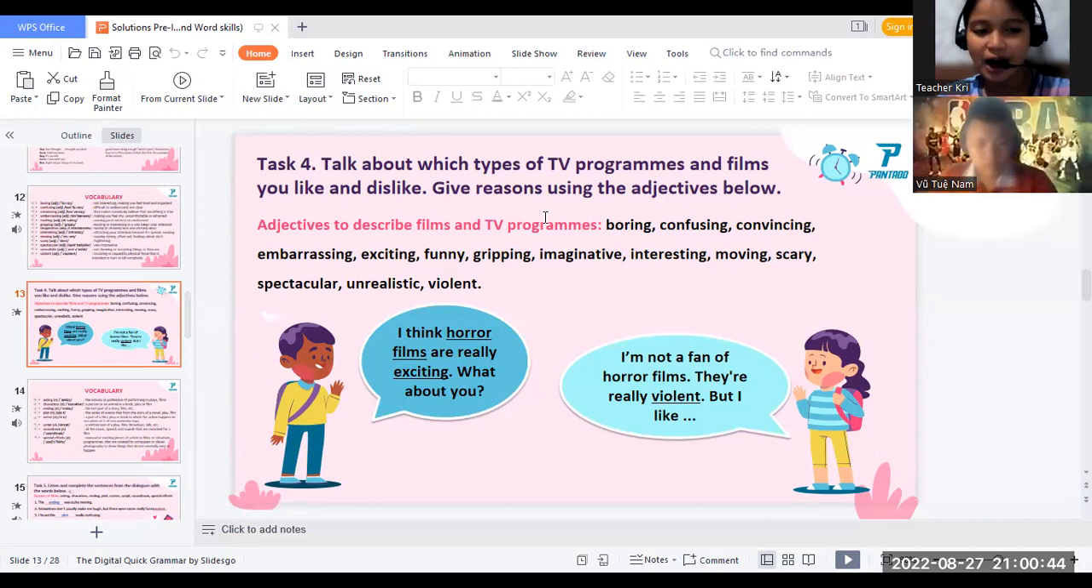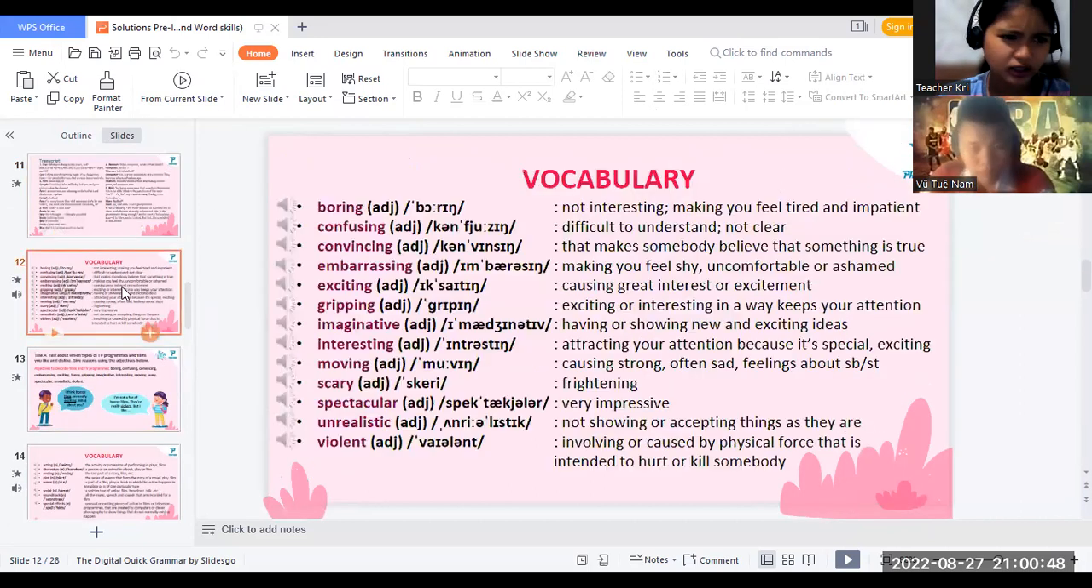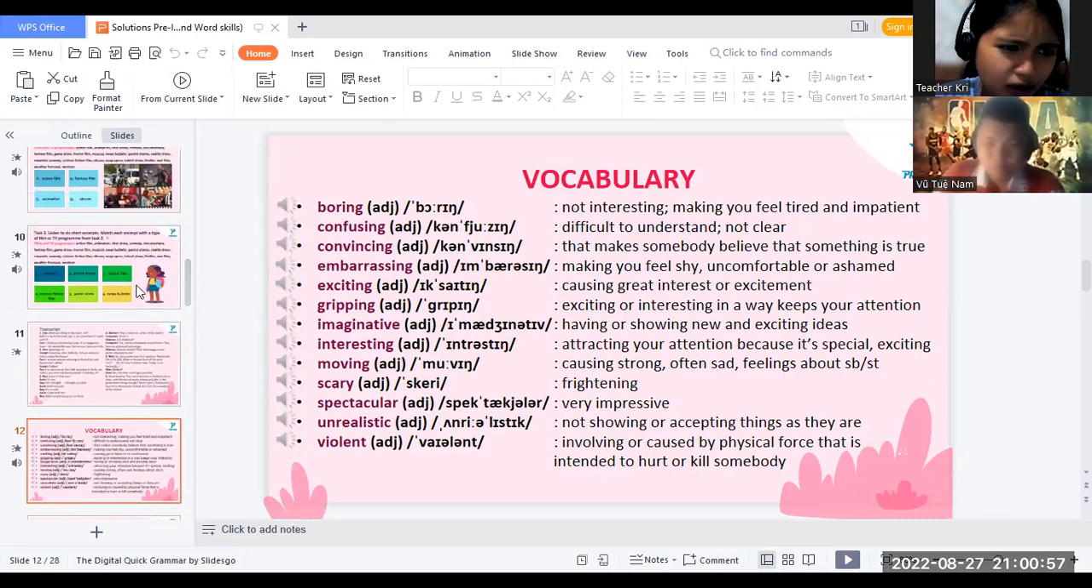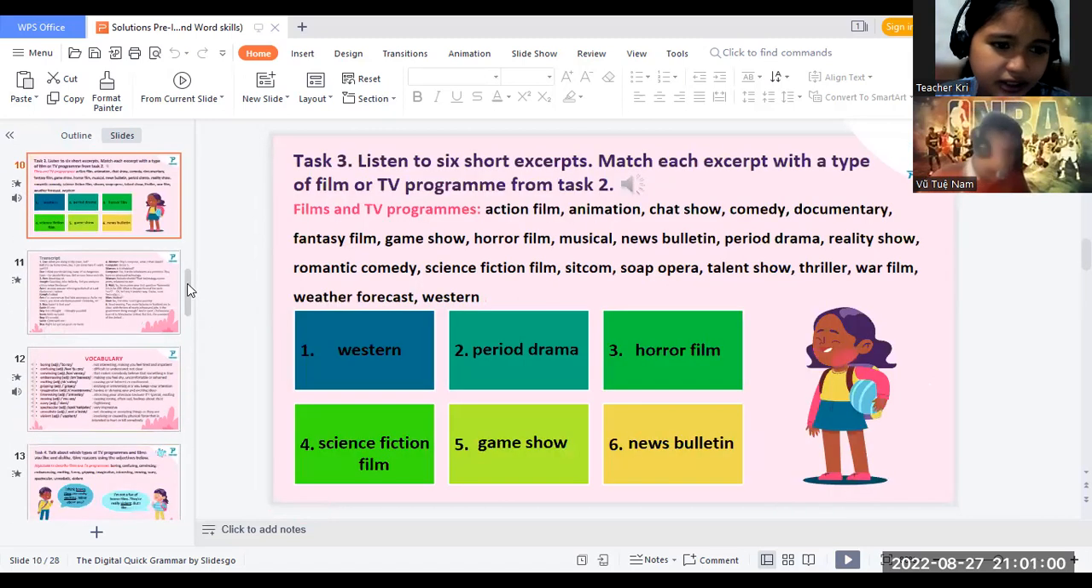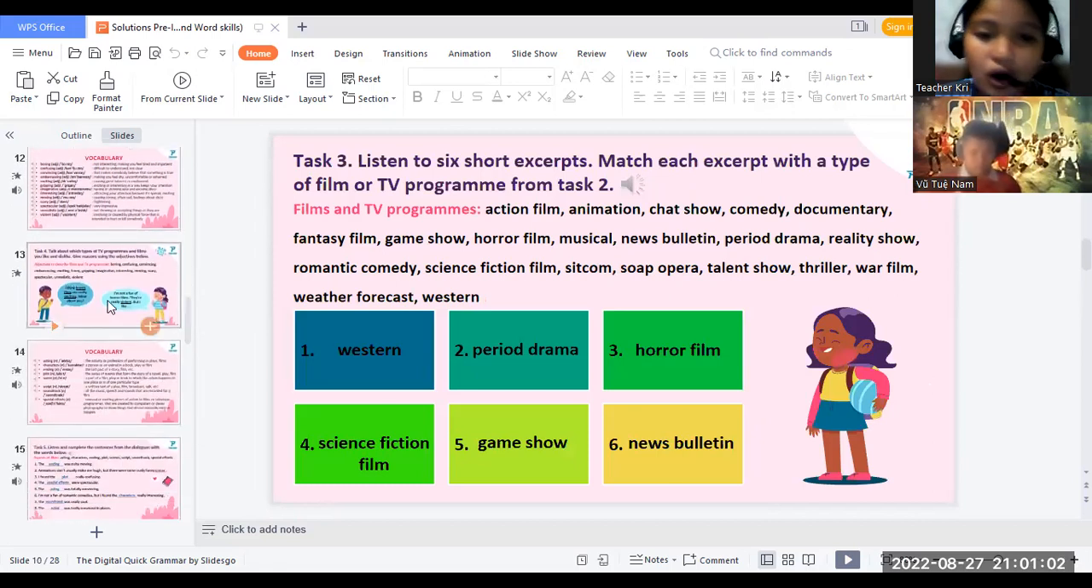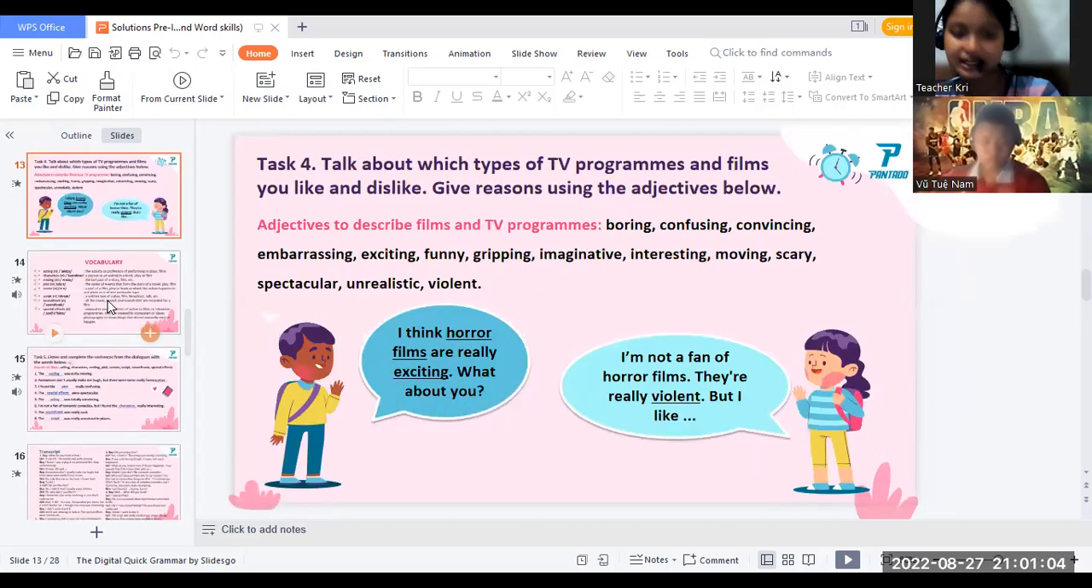Alright, so our last lesson is all about vocabulary, am I right? Yeah, teacher. Okay, so we are studying a lot of vocabulary words. Now, this time, your homework is all about task number 4. So, you're going to talk about which types of TV programs and films you like and dislike. Now, did you do your homework?